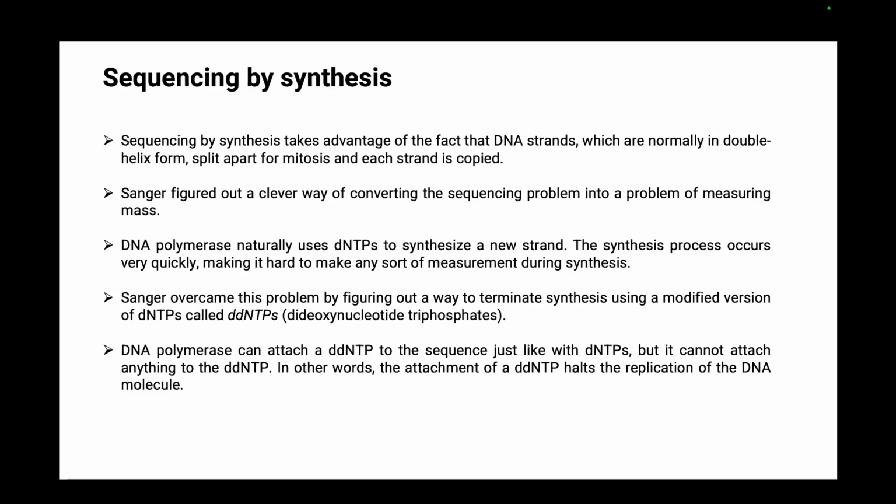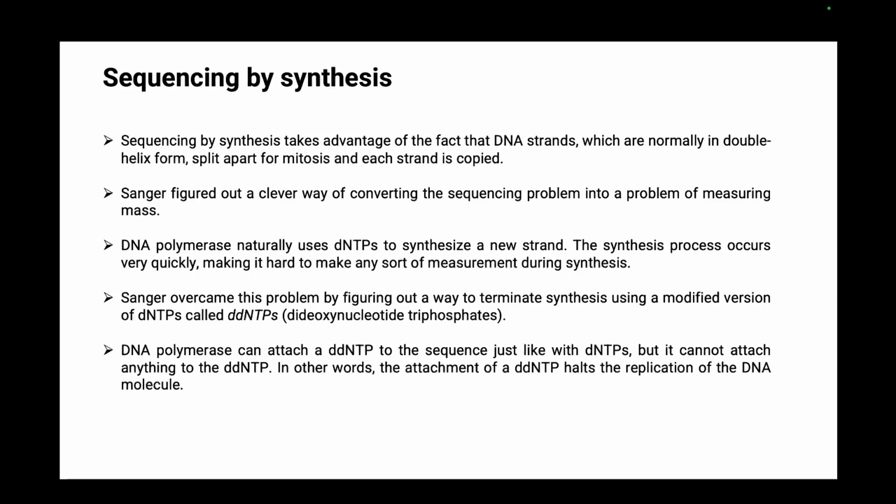As I was saying, sequencing by synthesis takes advantage of the fact that the DNA strands, which are normally in double helix form, split apart for mitosis and each strand is copied. So Sanger figured out a clever way of converting the sequencing problem into a problem of measuring mass. DNA polymerase naturally uses these dNTPs to synthesize a new strand, but when you add ddNTP to this, once a ddNTP is added to the strand, the synthesis stops.